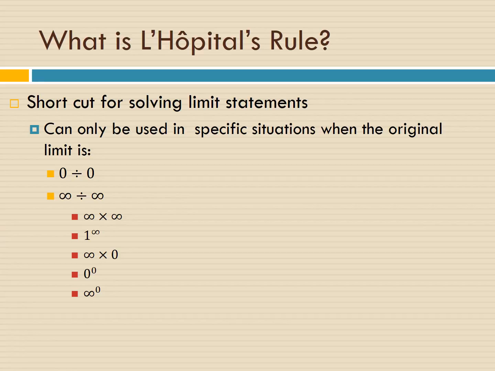So what is L'Hopital's rule for? It is basically a shortcut for solving limit statements, which you learned about earlier in the year. However, it can only be used in very specific situations, when the original limit is 0 divided by 0 or infinity divided by infinity. However, there are some cases where you can use algebra to get the original limit into one of these forms and then use L'Hopital's rule. These cases are listed with bullet points that are red.